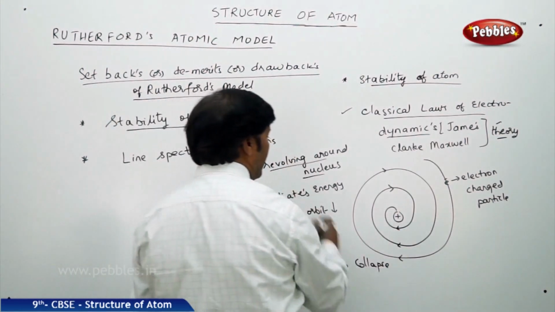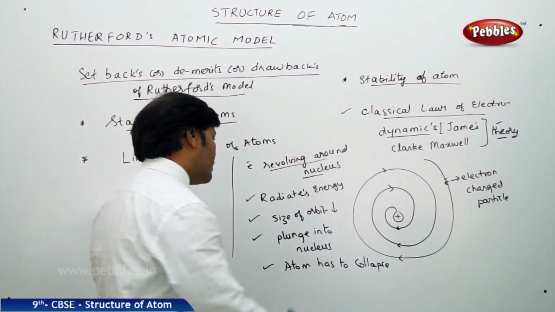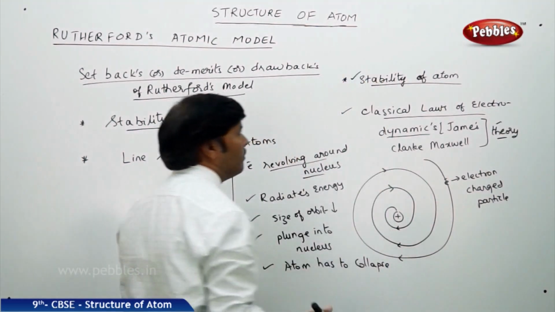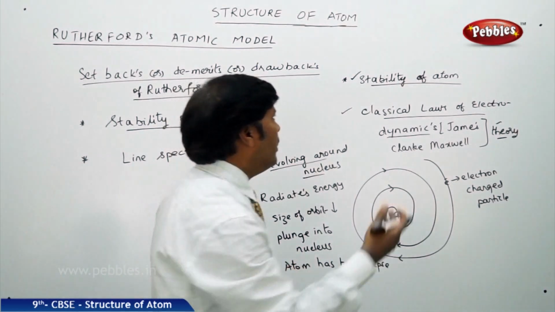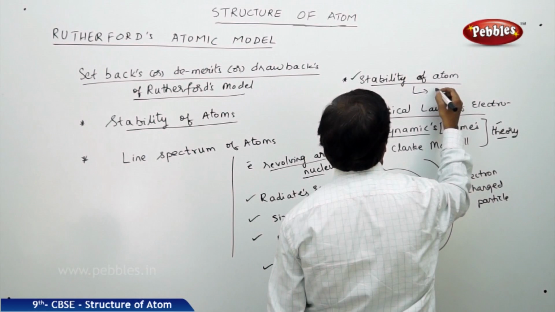But this mechanism is not observed in the case of Rutherford's atomic model. That means if all these conditions are satisfied, then we can speak about the stability of atom. When the atom is stable, if the atom is acquiring the stability, then it is electrically neutral.